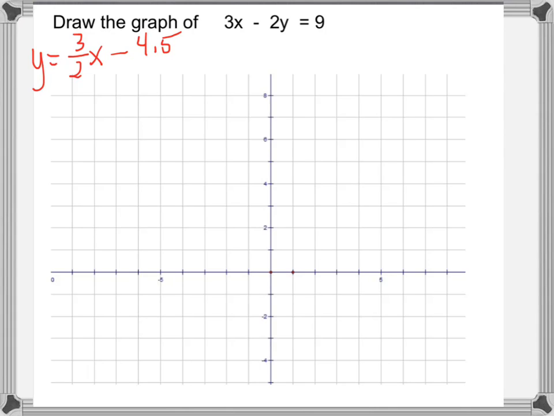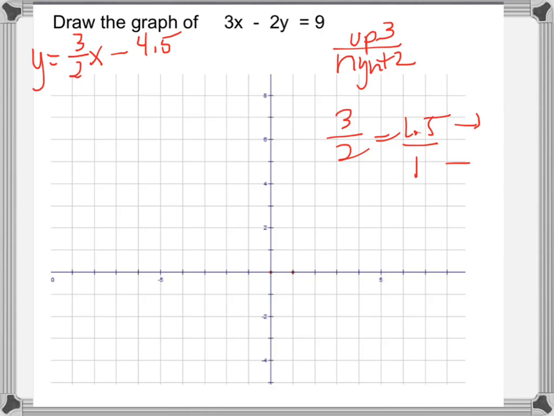The reason why I want to keep the slope as a fraction is because the numerator tells us that we have to go up 3, and the denominator tells us that we have to go to the right 2. If I had 3/2 is equal to 1.5 as a decimal, that tells us a little less information, because then I'd have to put it over 1. This would say up 1.5 and right 1, but if I had just left it as a fraction, it would give me the same information. That's why we leave slope as a fraction.